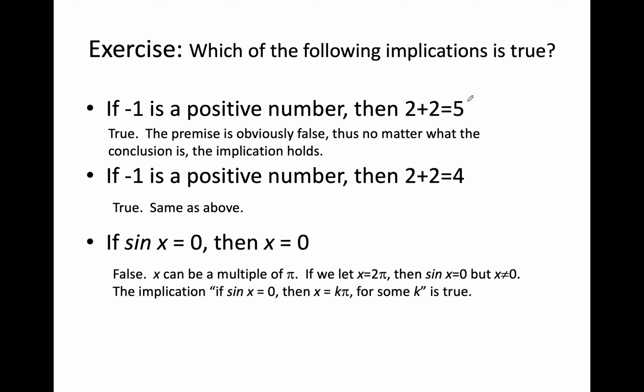If sine of x equals 0, then x is equal to 0. Now this one is false because again x can be a multiple of pi, and then again you can have a whole big implication where something will come true. So basically it cannot both be true.